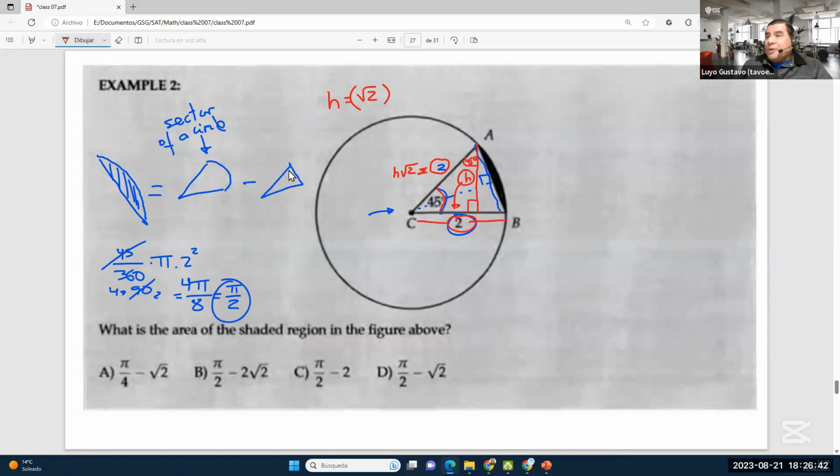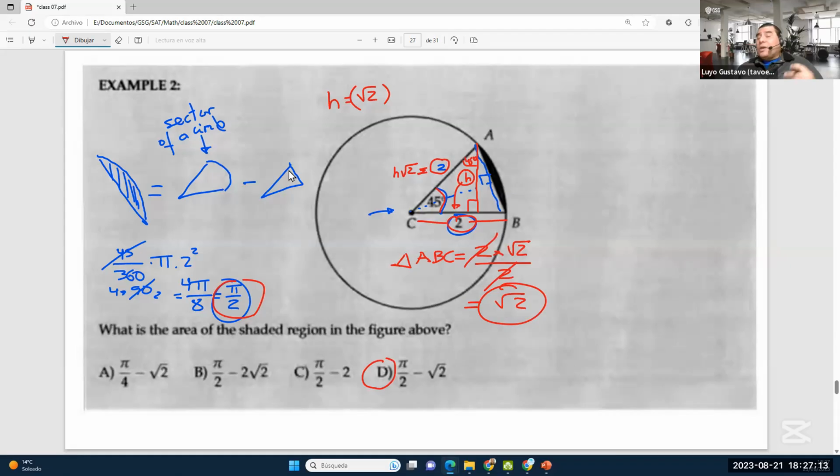Now that we have the height for triangle ABC, it's simply a matter of multiplying base times height over 2. So what is the area? The area of triangle ABC would be 2 times the square root of 2 divided by 2. In other words, this is the area of the triangle. So now it's just a subtraction, right? This, take away this, it should be option D.